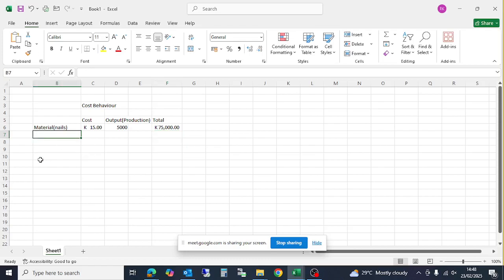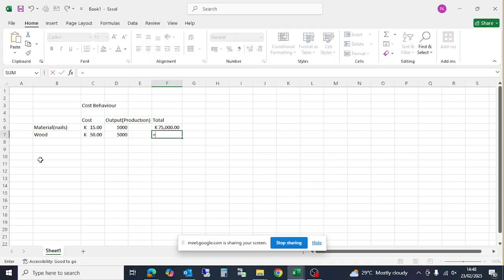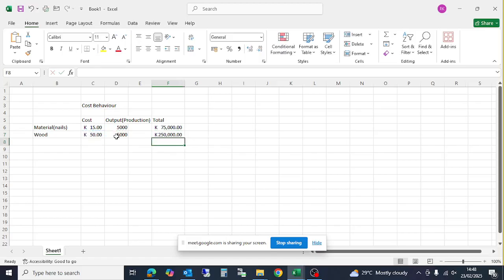Okay, and then let's say the wood, it's 50 kwacha and it's 5,000. That's the output, that's the production, that's what we want to produce. So it will be the same 50 kwacha. You just pick it up with the formula, multiplied by the number of units, which is 5,000. So we have 250,000 kwacha.